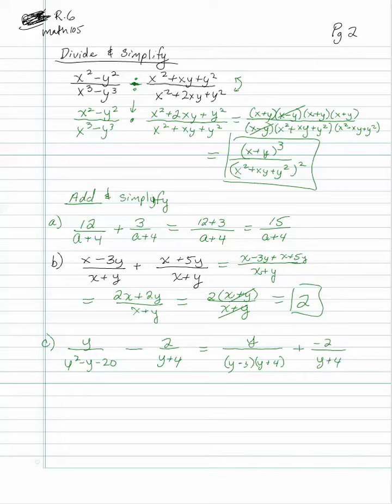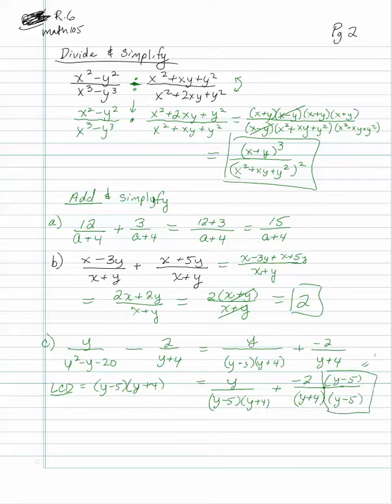Now the LCD is going to be y minus 5, y plus 4. So what I need to do to the first fraction is nothing, leave it alone. And then for the second fraction, I need to put in y plus 4. I mean, y minus 5. So you put it in the bottom, put it in the top, because we're multiplying. This is really multiplying by 1. This is 1, so we're not changing the fraction. We're just making it look different.